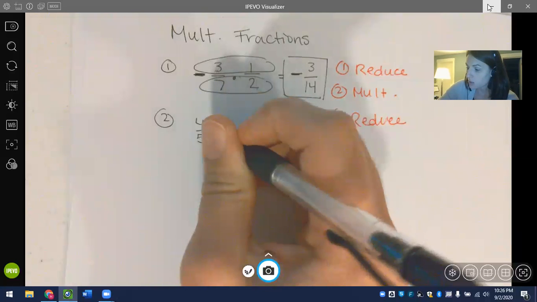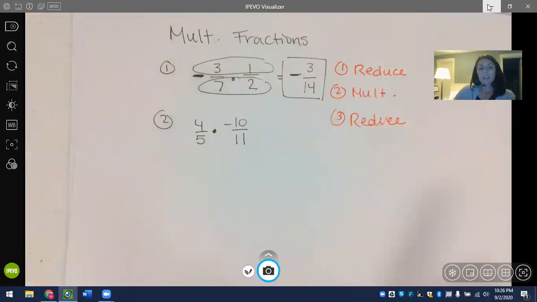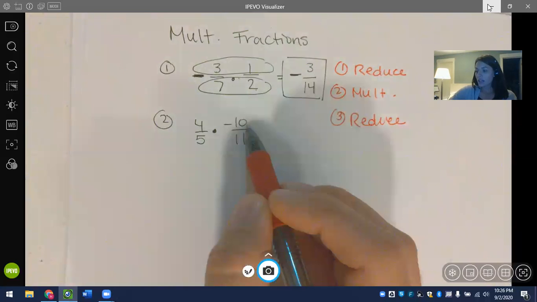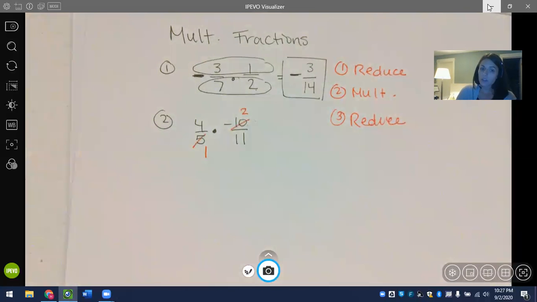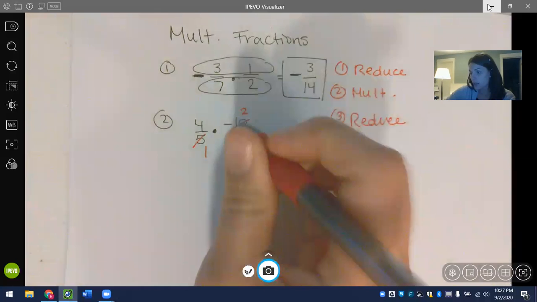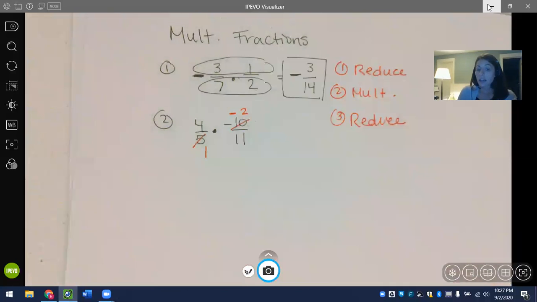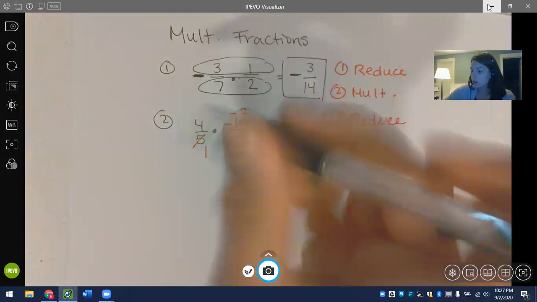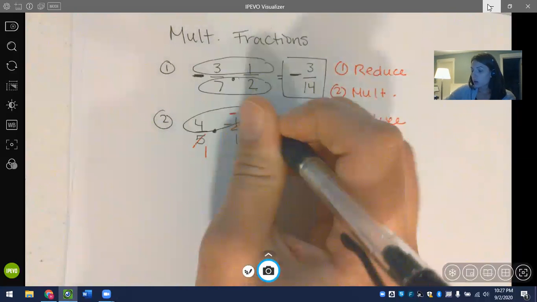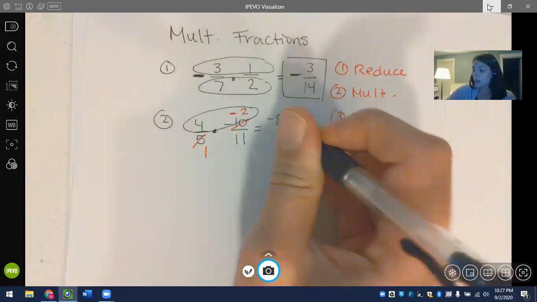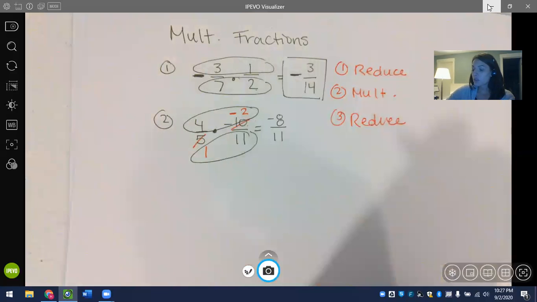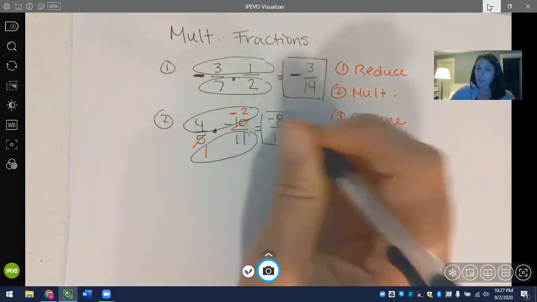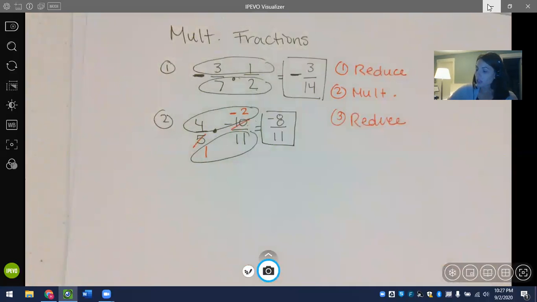On our next example, 4/5 times negative 10/11. So on this example, I can reduce one of my numerators with one of my denominators. And so 10/5 can reduce to 2 over 1. And so I reduce first, or really this is negative 10, so I'll write it as negative 2 over 1. Now I'll multiply together the negative 2 with the 4 in the numerator, which gives me negative 8. And the 1 and the 11 in the denominator, which gives me 11. And then I would look to see if I can reduce again. I'm good, so I have negative 8/11. My last example.